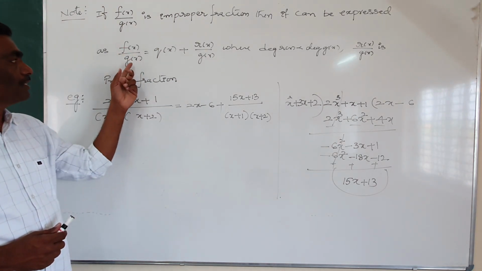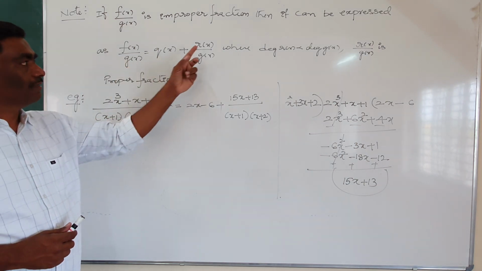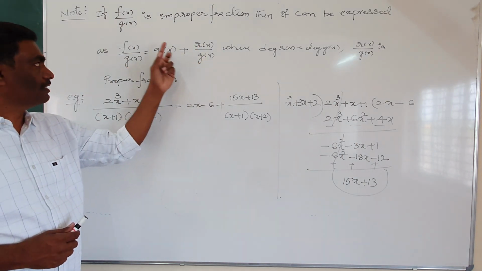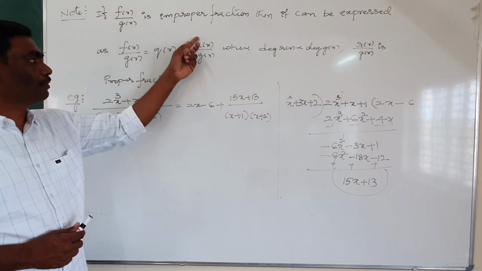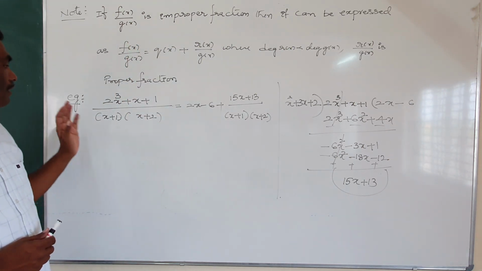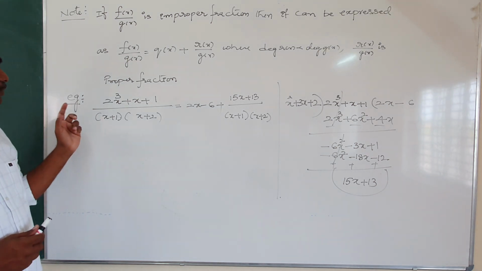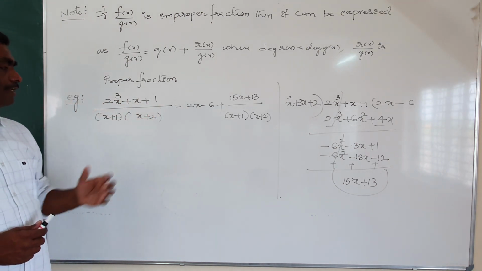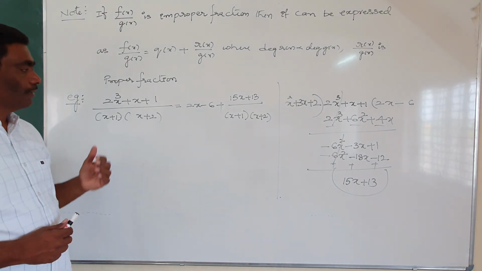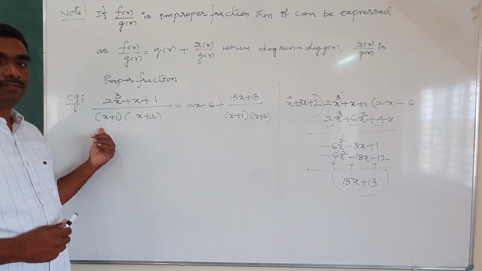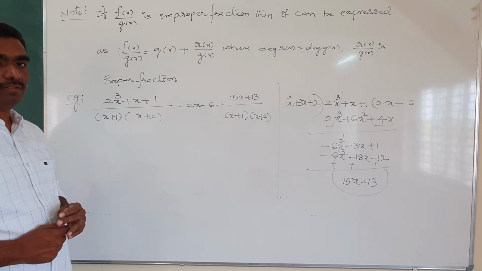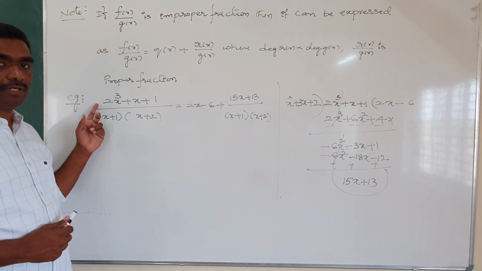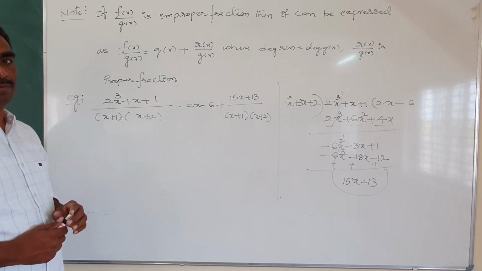Where f(x)/g(x) is an improper fraction, r(x)/g(x) is a proper fraction. Here we reduce the improper fraction into the proper fraction. Okay, let us take an example: (2x³ + x + 1)/((x + 1)(x + 2)). Look at the left hand side. Is it a proper fraction? No. Because the degree of the numerator is greater than the degree of the denominator.